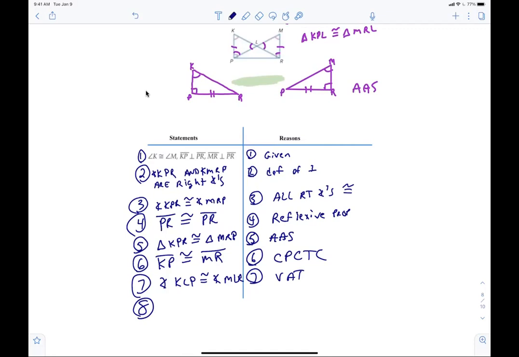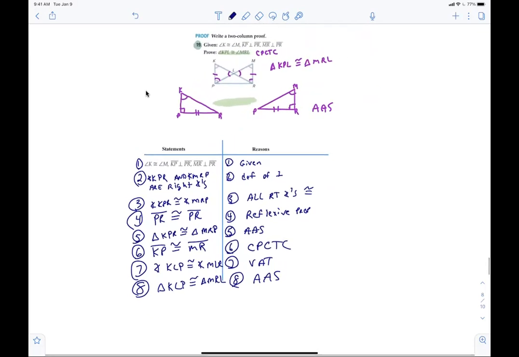Triangle KLP is congruent to triangle MLR. Triangle KLP is congruent to triangle what? MRL. Way to jump in there. So what is that? I was on angle side. Angle side. So now what? Angle what? And that's why?